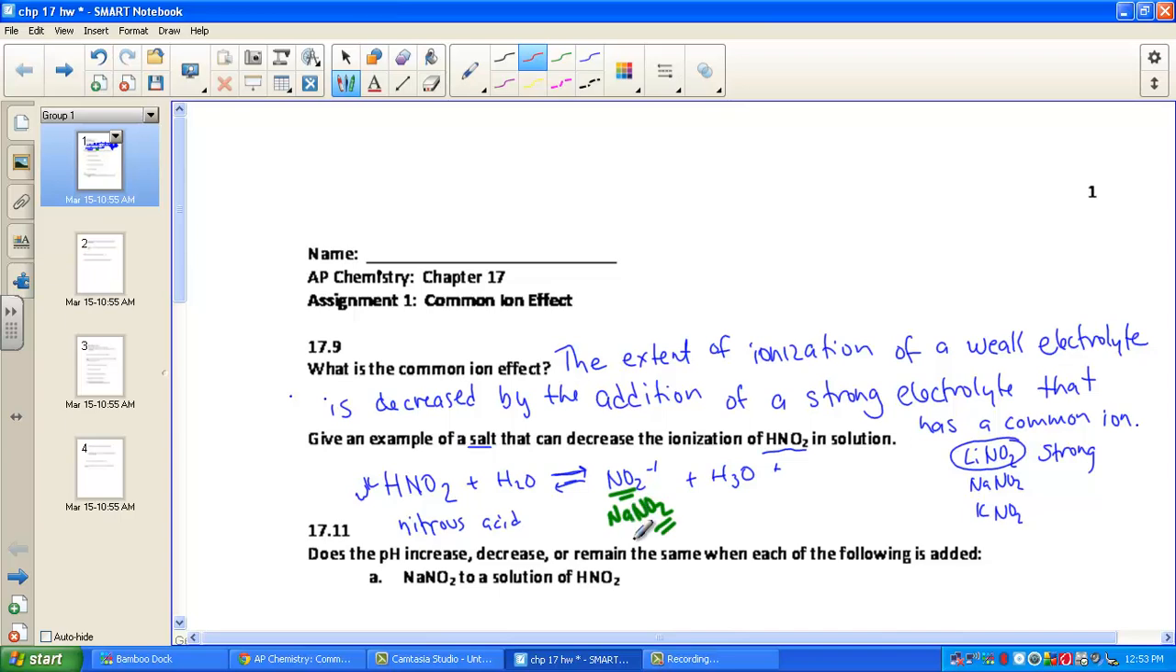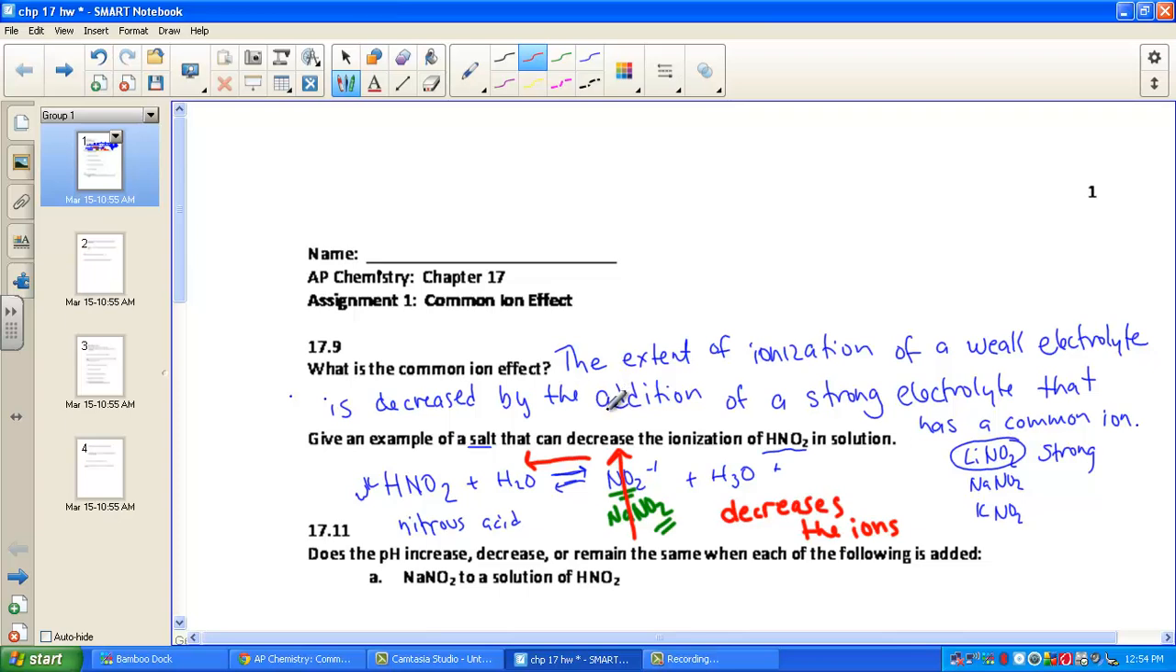Think about Le Chatelier. If we increase the concentration of nitrite, the system wants to counteract that. The opposite of more nitrite is less nitrite, and therefore we know it pushes back to the left, and it decreases the ionization. The number of ions in solution decreases as I go back to the molecular form of the acid. So we've illustrated the common ion effect.